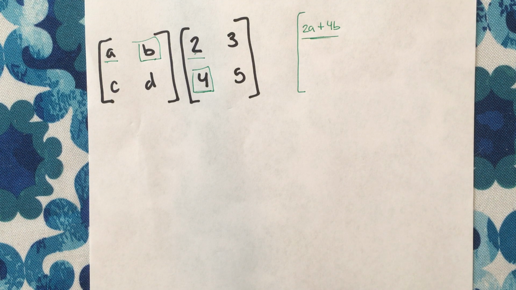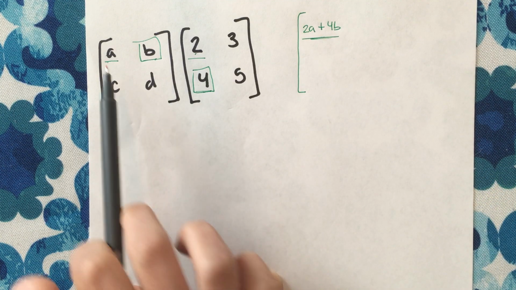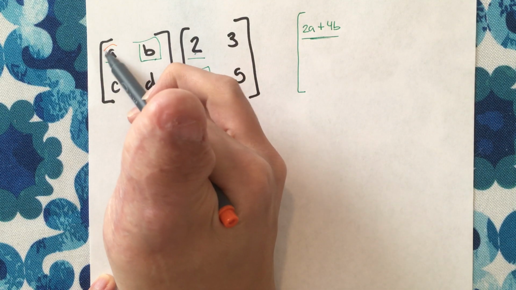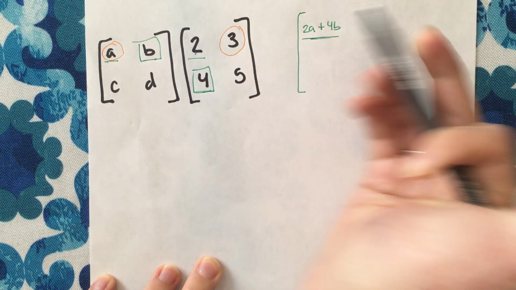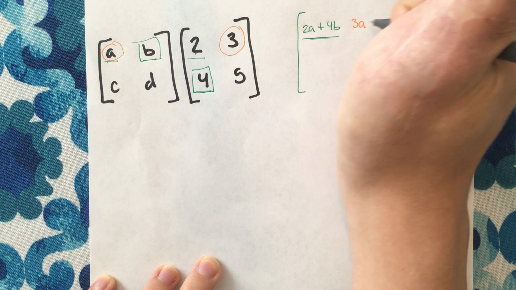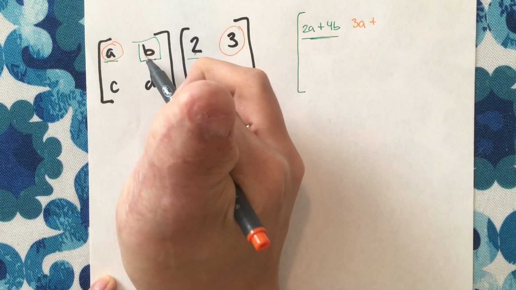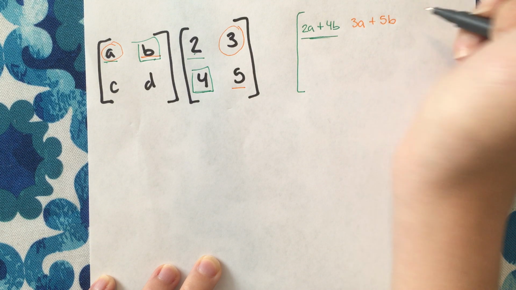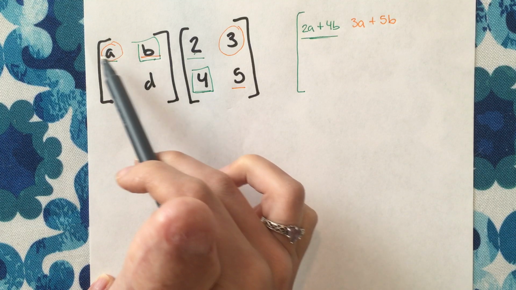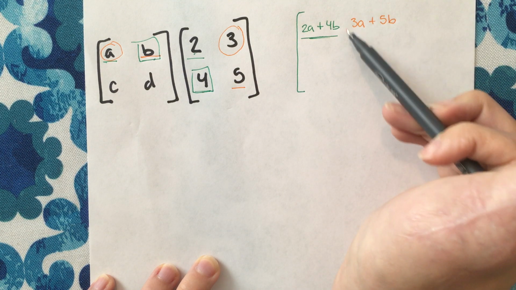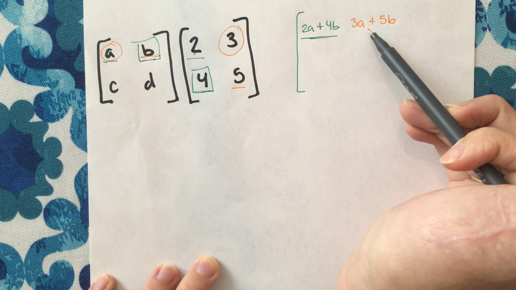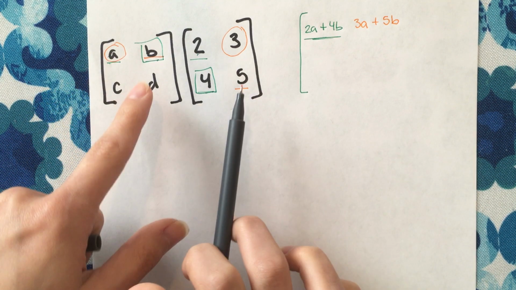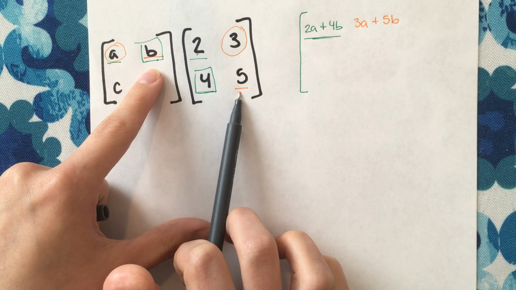Next, I'm going to go ahead and find the A12. So I'm going to look at the first row and this second column. So what if I did A times 3, and I'm going to add to that B times 5. So I use the first row and the second column to get my A12 element, and I have 3A plus 5B. I multiplied the two that were in circles, and I added to that the two that are underlined multiplied together.